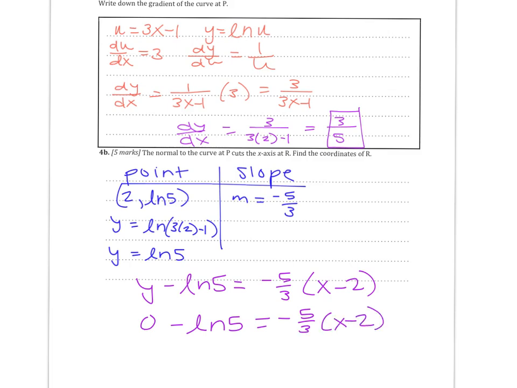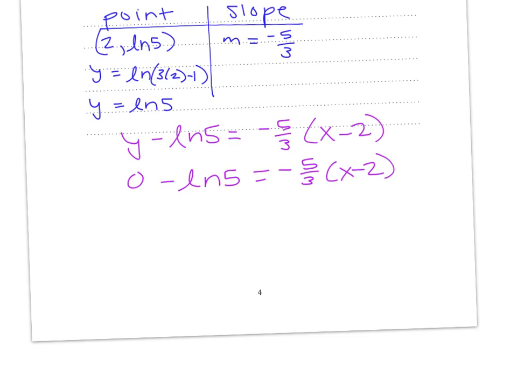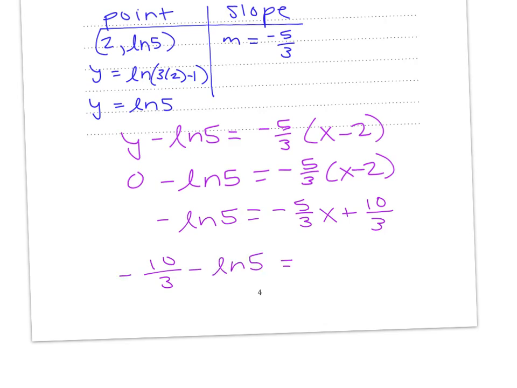And we are going to solve for x. So we have negative ln of 5 equals negative 5/3 x plus 10/3. And I'm not sure if this was a calculator question or not. If it was, then you could get a rounded answer here.